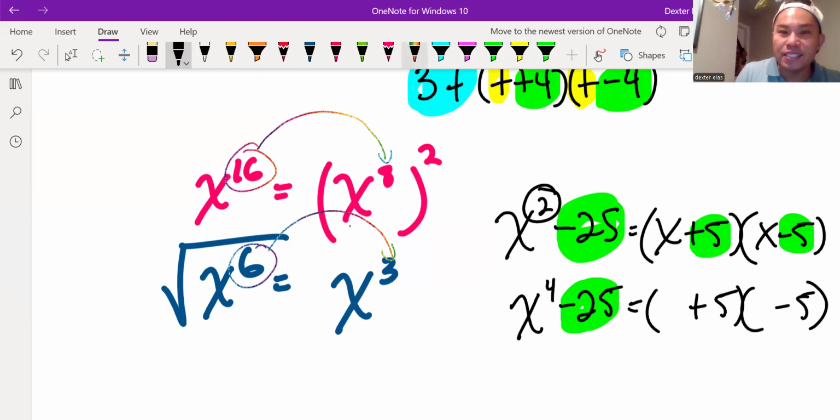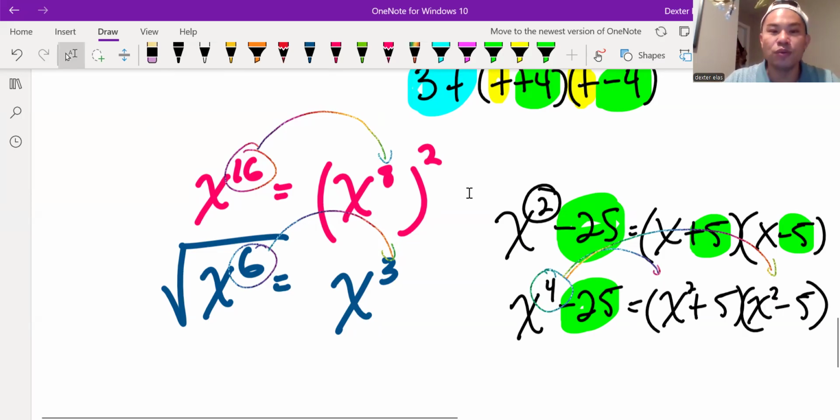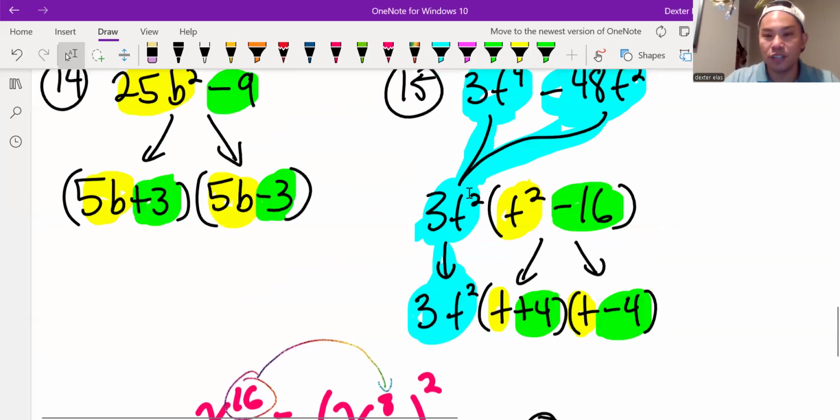However, since this exponent is an even number, it's going to be the exponent divided by 2 for the first term of those two binomials that it factors out into. So in this case, it's x to the 4th, therefore each first term is going to be x to the 2nd. And that is going to be an important principle in this particular unit.